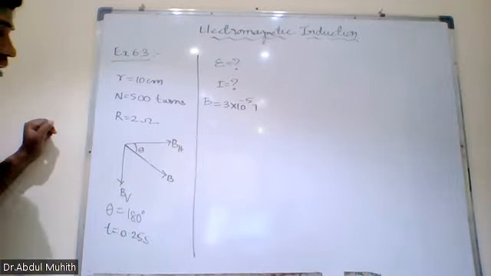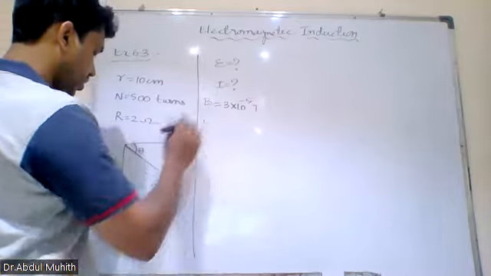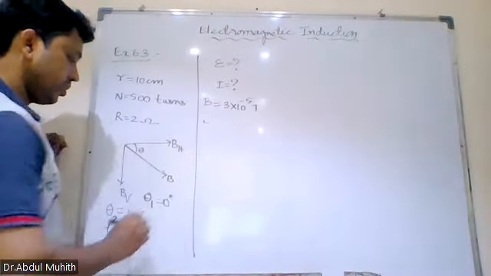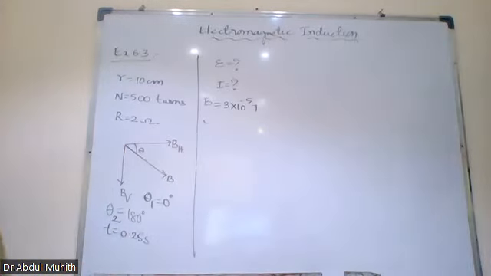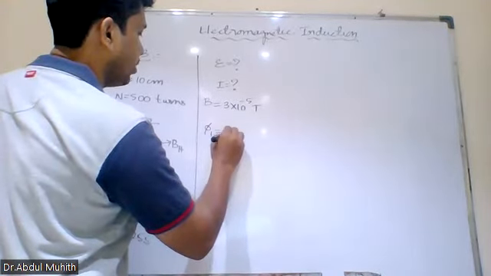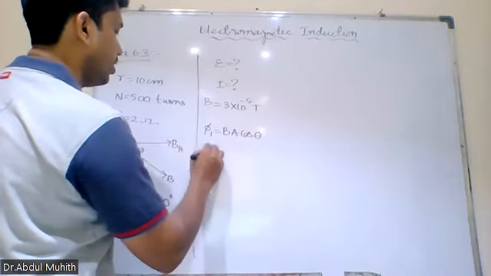Initially, what was the angle here? Now, instead of changing the magnetic field, we have theta 1 and theta 2. Theta 1 is equal to 0 degrees, and theta 2 is equal to 180 degrees. So phi 1 is equal to B into A cos theta.